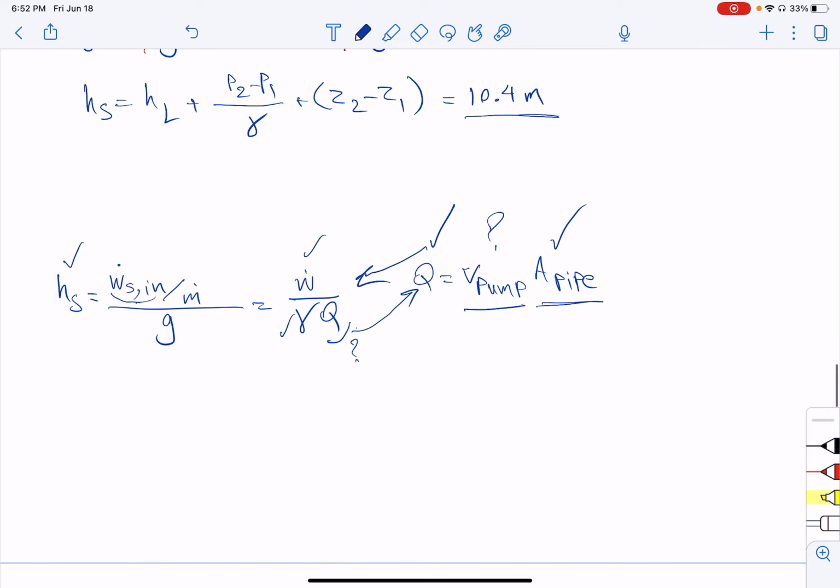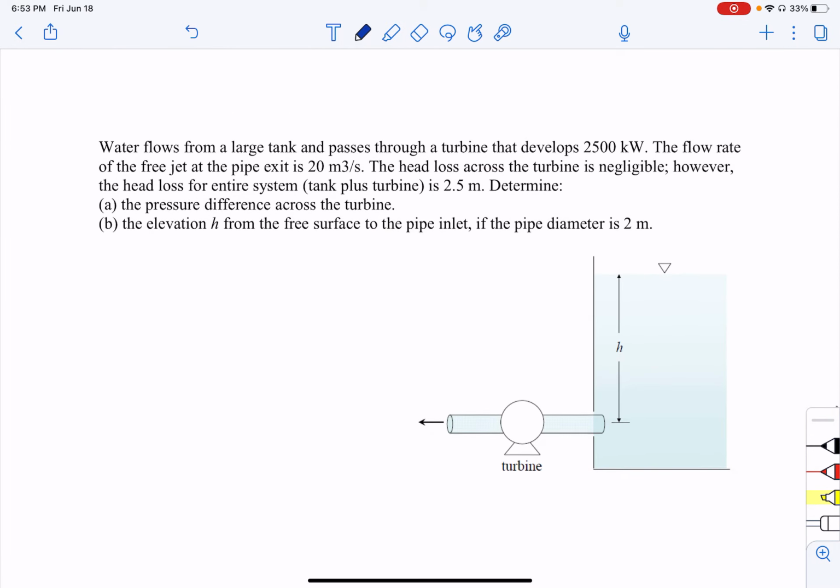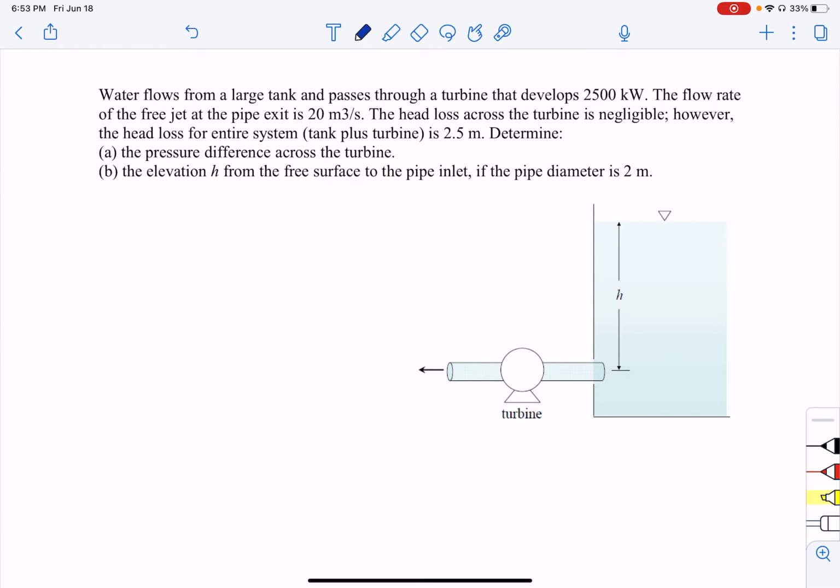And if we do that, this Q is going to be 0.0392 meter cubed per second, and this V of pump is going to be V equal to 4.99 meters per second. Now let's go for the next question.